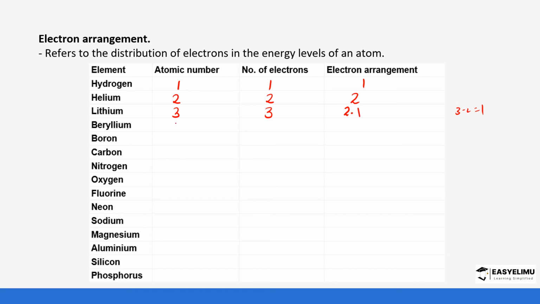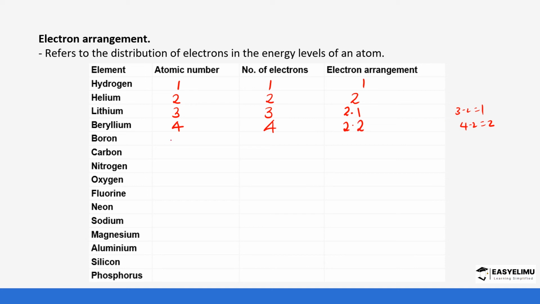Beryllium is atomic number 4, so it has 4 electrons. When we put the first two electrons in the first shell, we are left with 2 electrons, since 4 minus 2 is 2. The second shell can take a maximum of 8, but we only have 2, so we will place those 2.